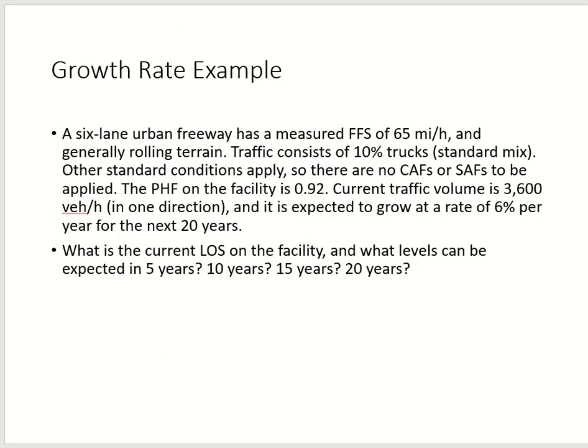Clear? Okay. Next example is for the growth rate. We have a 6-lane urban freeway. Free flow speed is measured already, 65 miles per hour. It has rolling terrain, 10% trucks, standard mix. Other standard conditions apply, so there is no CAF and SAF. What is CAF and SAF? Capacity adjustment factor, speed adjustment factor.